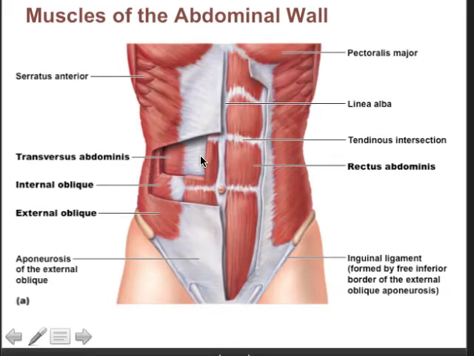And what do these muscles do? Well, you use these muscles when you do sit-ups. You use these muscles when you defecate, or when you urinate, or when you give childbirth. And these muscles also can rotate and flex the trunk.